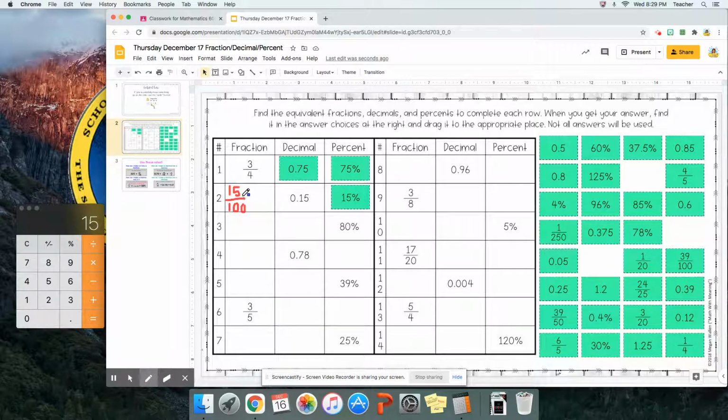So in this scenario, I know that both 15 and 100 are divisible by 5. So I can divide my top number by 5 and my bottom number by 5. 15 divided by 5 is 3. 100 divided by 5 is 20. I know now that the fraction 3/20 is equivalent to or equal to 0.15 and 15%. So I can find the fraction 3/20.